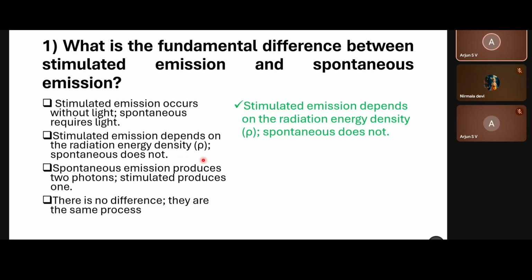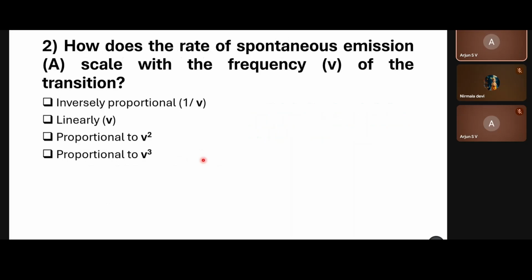So let's move on to the next question. How does the rate of spontaneous emission, which is actually A, with subscripts, but I have written as A, scale with the frequency of the transition? So four options are here. Once again, it's an MCQ: inversely proportional, linear, proportional to nu squared, proportional to nu cubed. So which one of them is the correct answer?